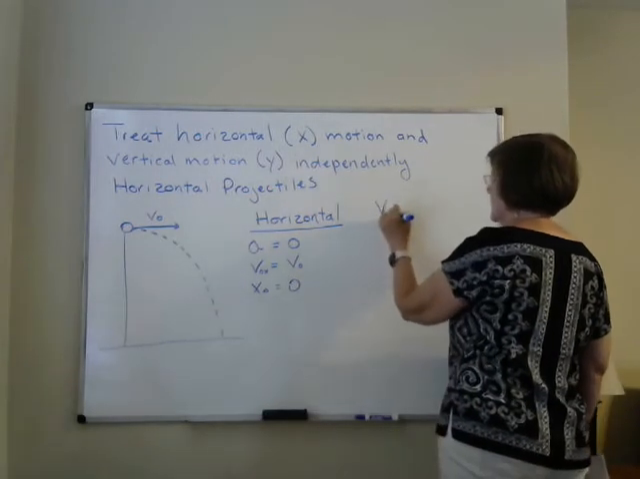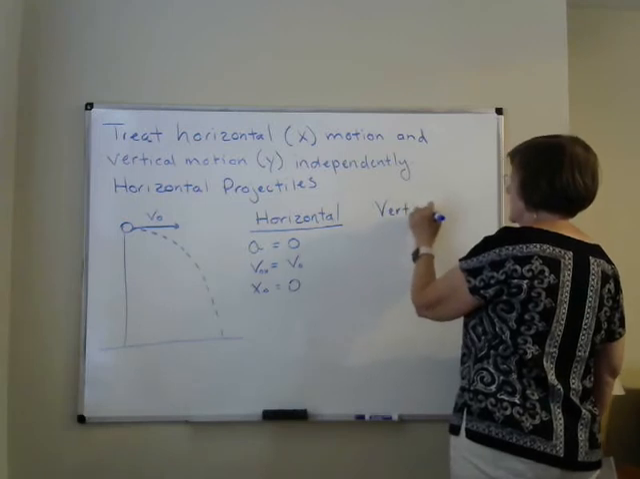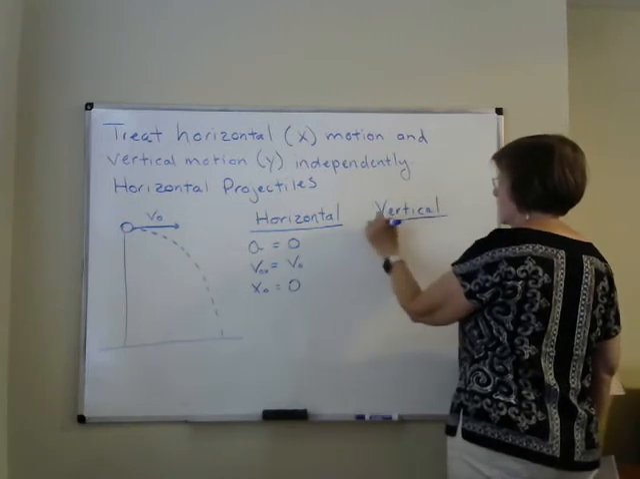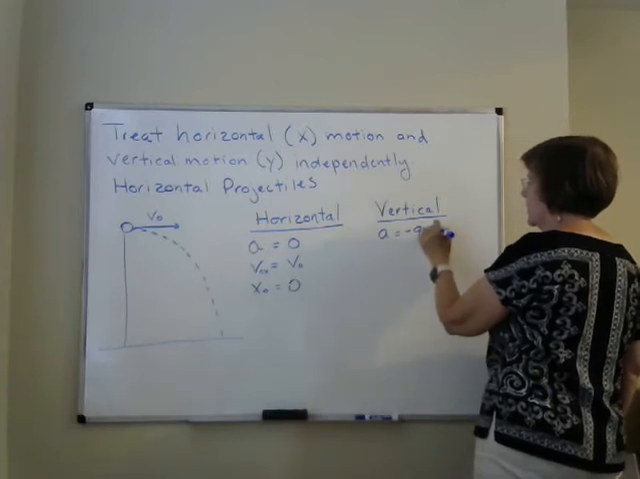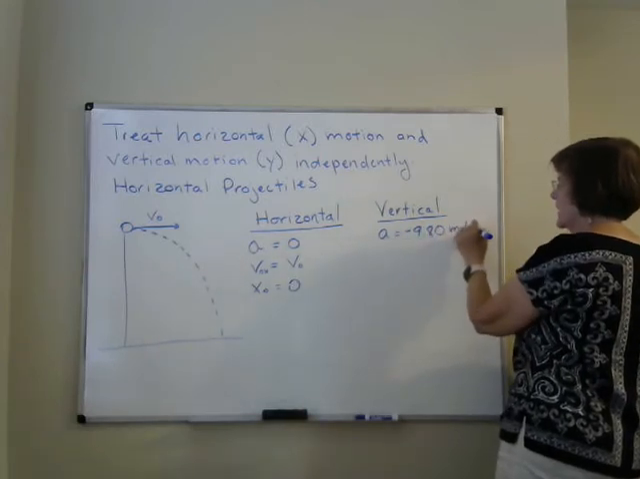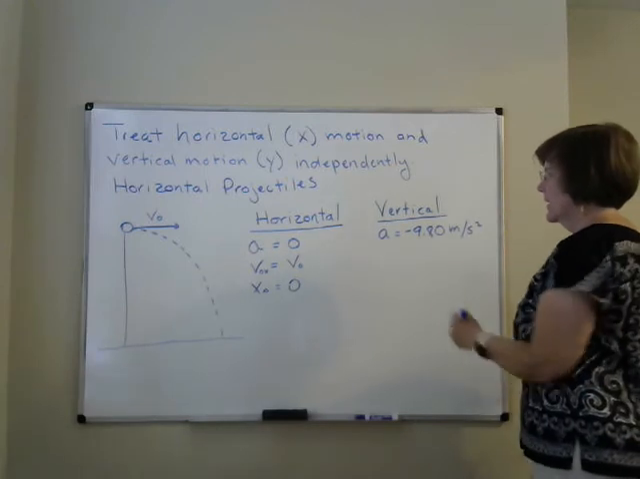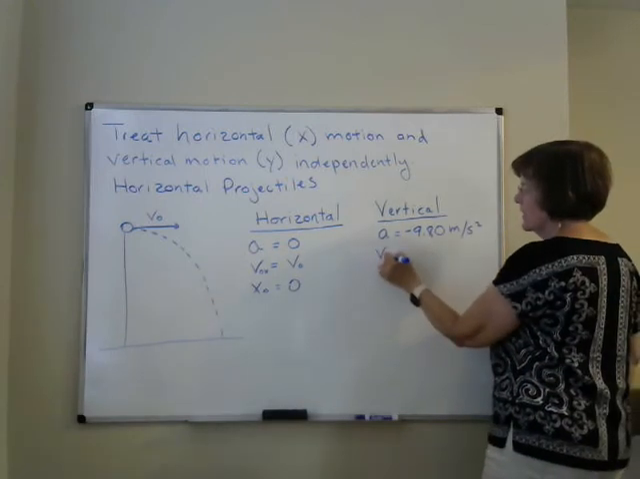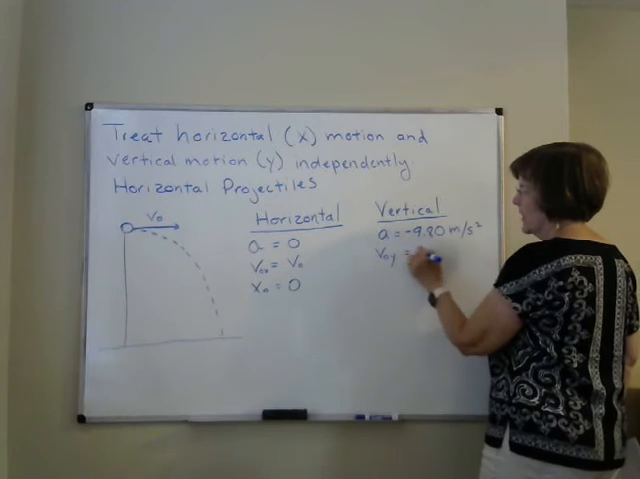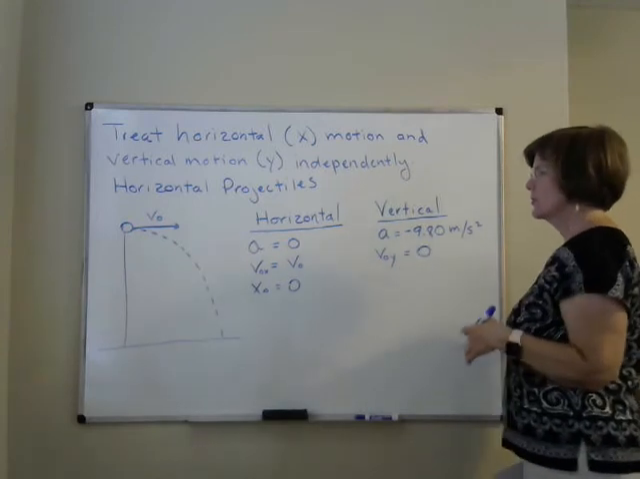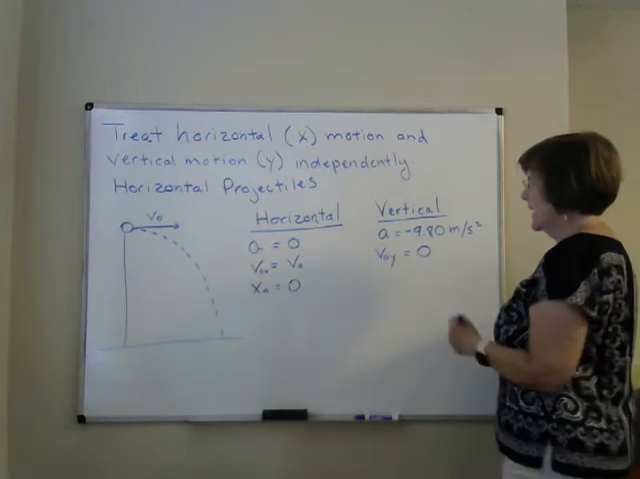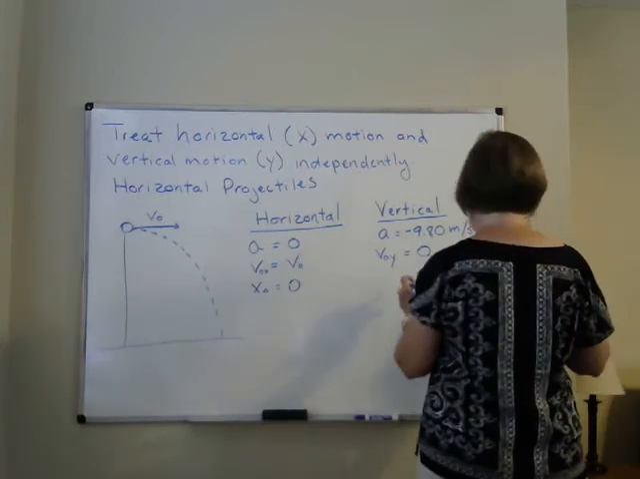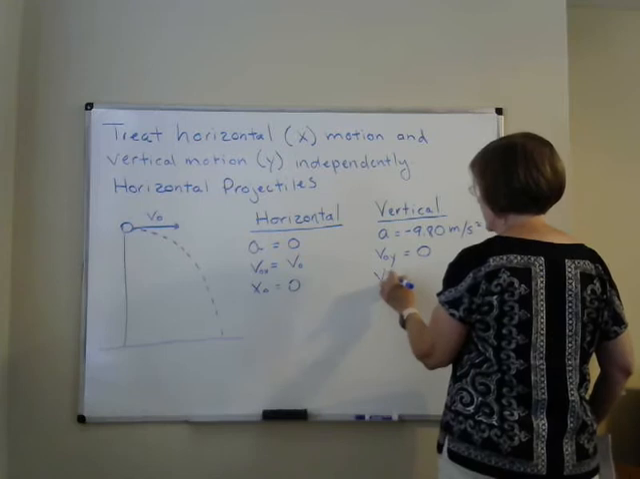Vertically, the acceleration is negative 9.80 meters per second squared because we do have gravity. The initial velocity in the y direction is 0 because we did launch it horizontally. We did not launch it up or down or at any angle. And the initial height is y0.